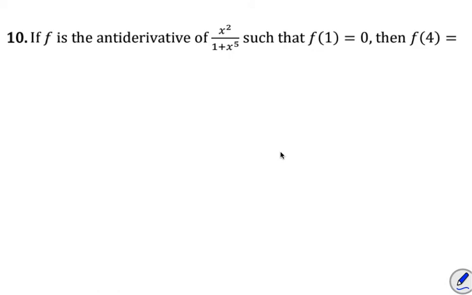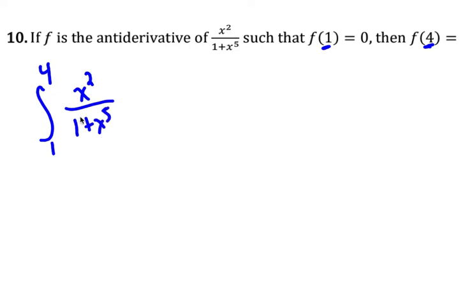Okay, so if little f is an antiderivative of this function, such that f of 1 equals 0, then f of 4 equals what? You ready? Okay, so antiderivative, we're going to look at our integral, and we're going to go from 1 to 4 because that's the x coordinates that we have here. Of this function x squared over 1 plus x to the fifth dx. Okay?